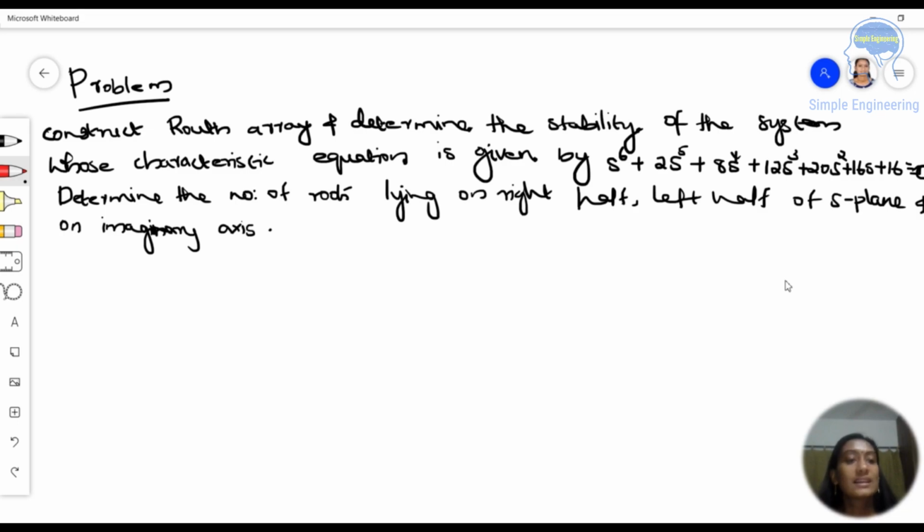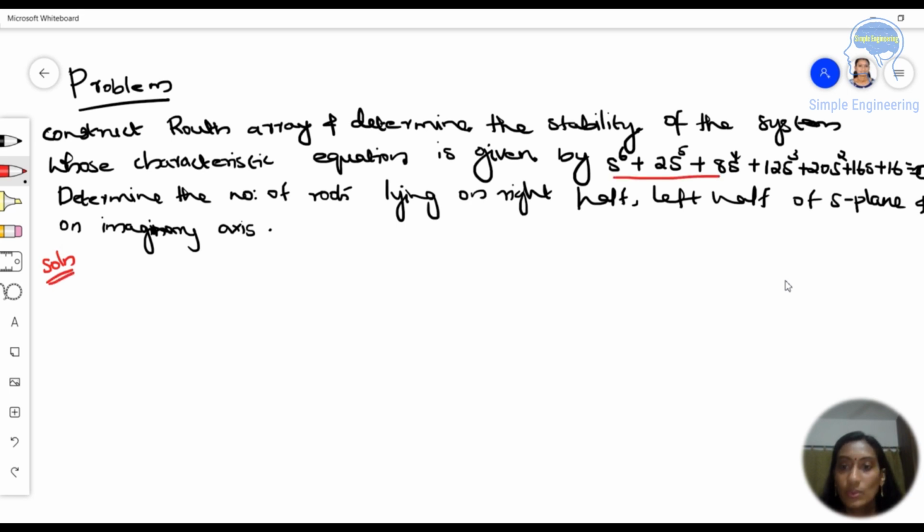So the problem is: construct the Routh array and determine the stability of the system whose characteristic equation is given by s power 6 plus 2 s power 5 plus 8 s power 4 plus 12 s cube plus 20 s square plus 16 s plus 16 is equal to 0. Determine the number of roots lying on the right half, left half of the s plane and on the imaginary axis. So we can solve this problem.